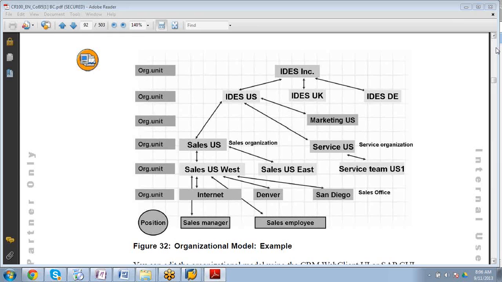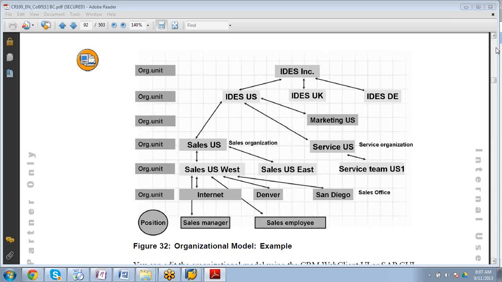Sales area, sales office, sales group will help in integrating all sales and service related hierarchies.